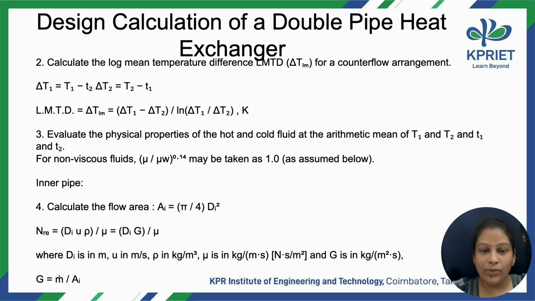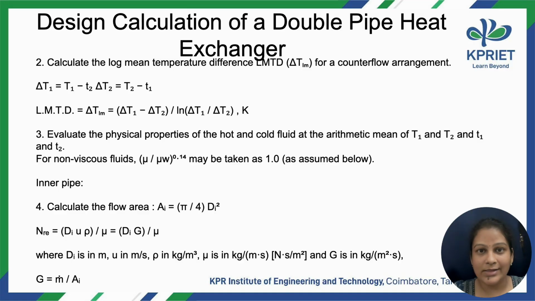So the next step involves calculating the area. From this step onwards, let us divide this design calculation into the inner pipe and the annular space. The first thing is, one of the fluids is going to flow in the inner tube and the other fluid is going to flow in the annular space between the inner pipe and the outer pipe.